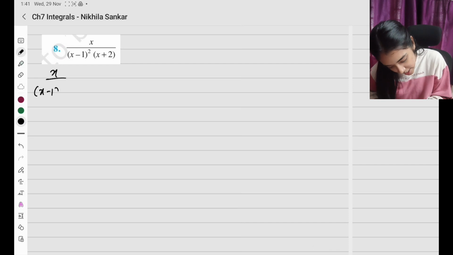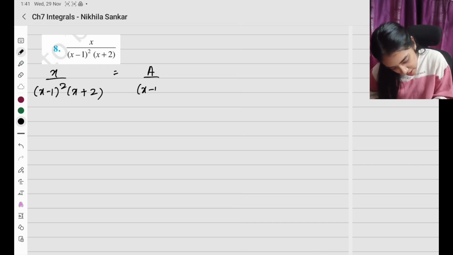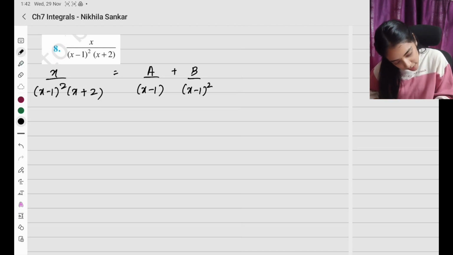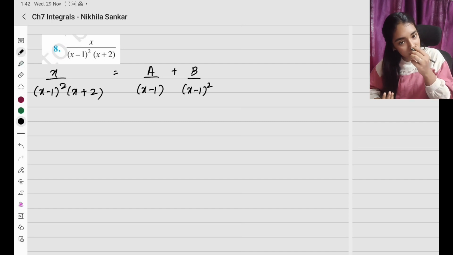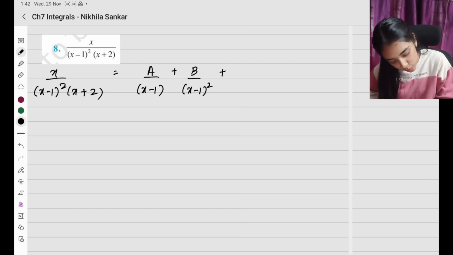X divided by x minus 1 the whole square x plus 2. So this is going to be a divided by first x minus 1, then b divided by x minus 1 the whole square. You have to go step by step. If there is a cube like this, there is another term c divided by x minus 1 the whole cube. So now what do we have here? c divided by simple x plus 2.